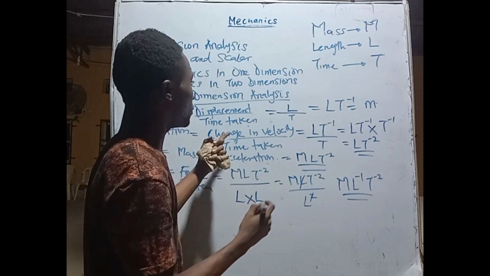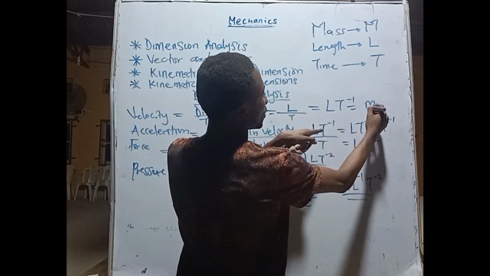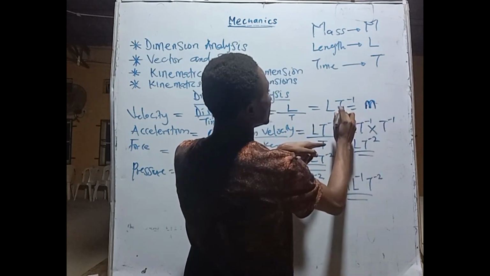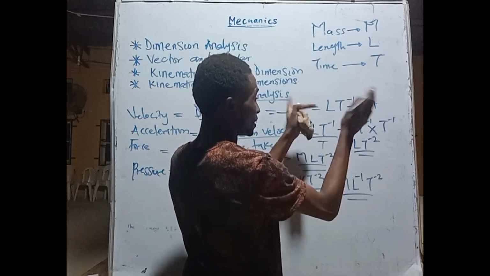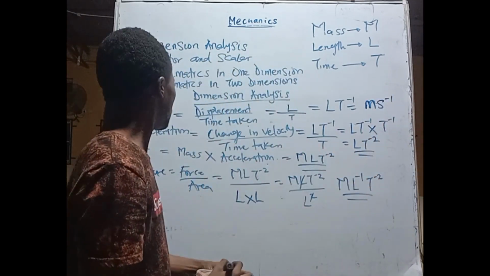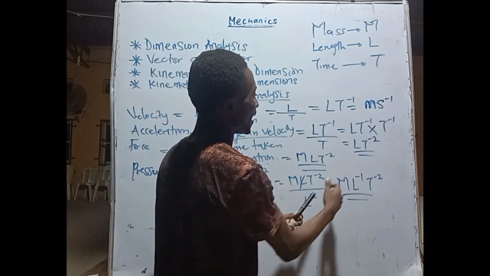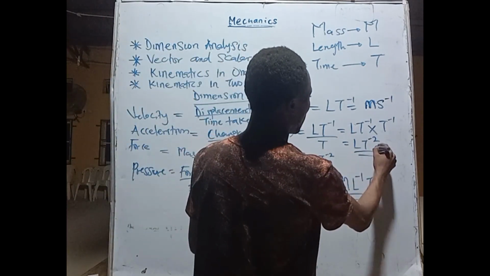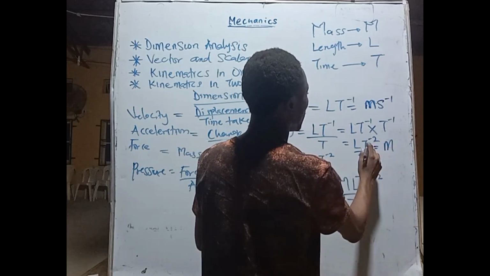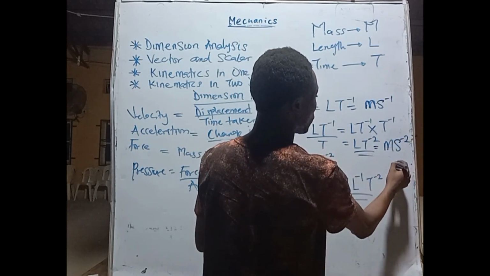We can get our SI unit like L, which is length, having meter, then T, which is time, that's per second. Do you understand that? Good. So for our acceleration too, we can do the same thing. Our L, which is length, T, which is time, then per second square.